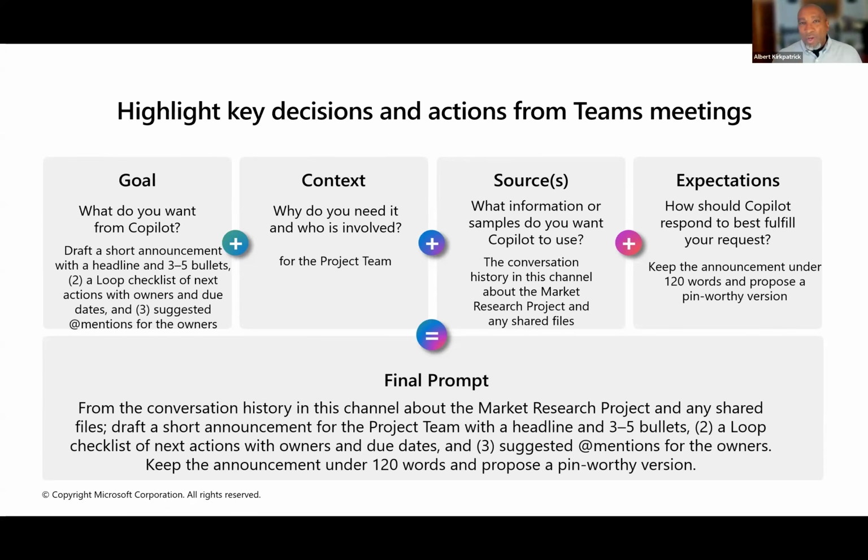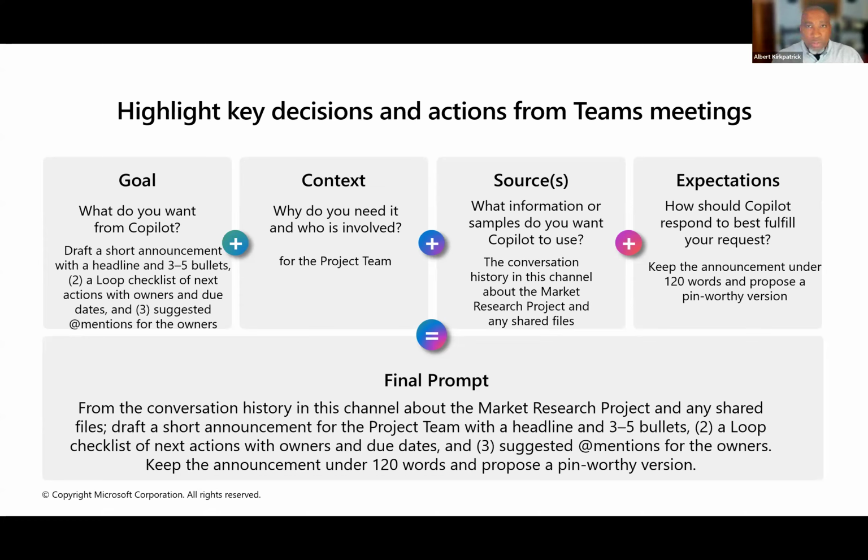Sounds like a lot. But what I've done is I've given Copilot enough context that it can do what I want it to do. The goal here is to draft the announcement with a headline and bullet points, create a Loop checklist, and give suggested @mentions. That's what I want out of it. The context is for the project team, the project team that's in this thread, that's who I want to create this for. So Copilot understands that these people are part of this discussion, and there are some foundational assumptions I can include based on that.